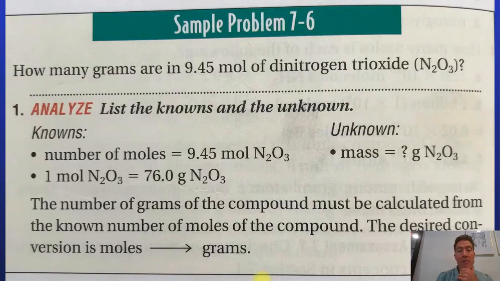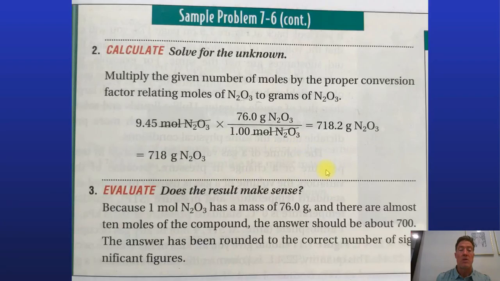All right, here's a sample problem. How many grams are in 9.65 moles of dinitrogen trioxide? All right, so the first thing we do is list our knowns and our unknowns. We have the number of moles. We can figure out the molar mass just based on the atoms that make up that molecule, and now we're looking for the mass. So here's our setup.